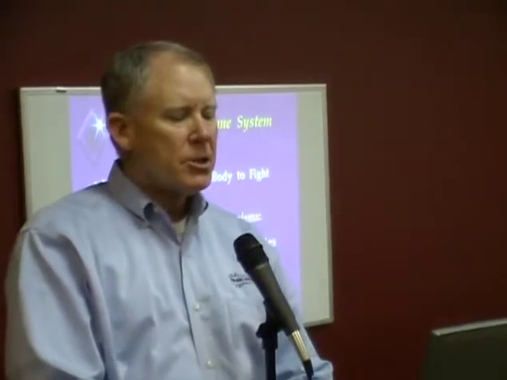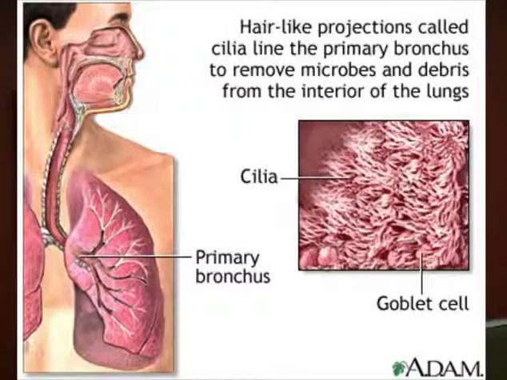Then the second method of defense that your body has is a system of cilia and mucous membranes that run along the back of your throat. You actually have cells that create mucus on the back of your throat going into your air passages, and they have very, very small hair-like projections that come out of these cells, and these are called cilia.